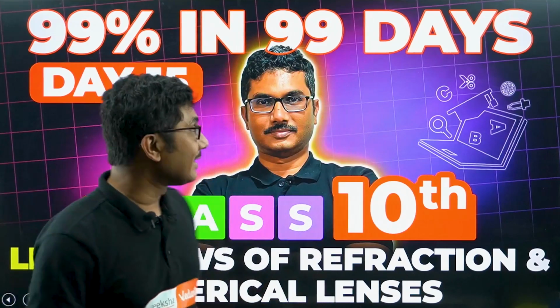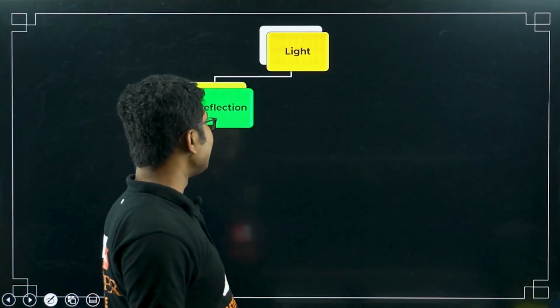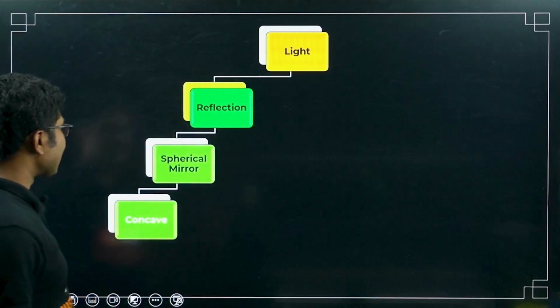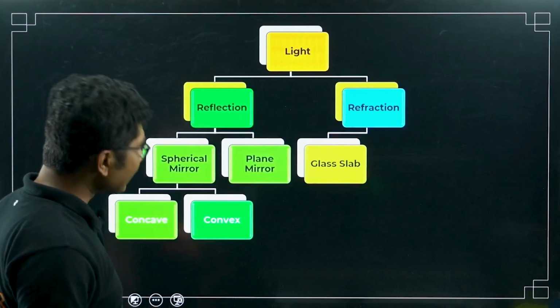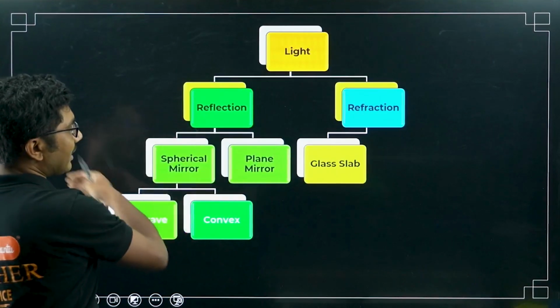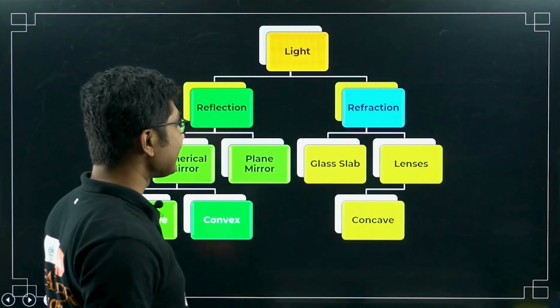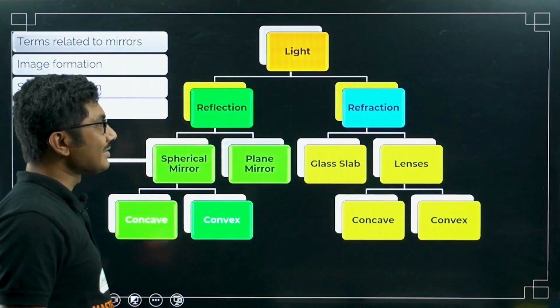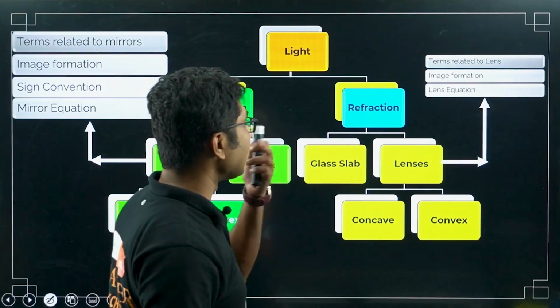That is light, refraction, mainly today's focus. We have seen this animation last time as well. Spherical mirrors, spherical lenses. Now we are going to discuss refraction. This part is already completed. Refraction: there is a glass slab, then lenses, concave lens and convex lens. These are related to mirrors, these are related to lenses.